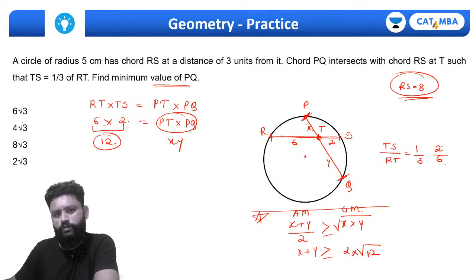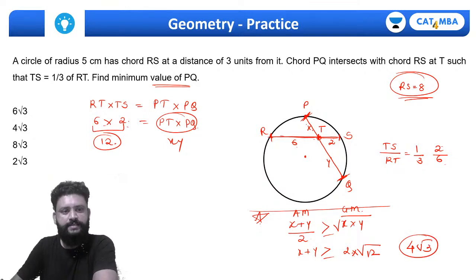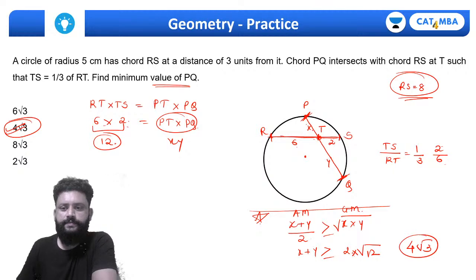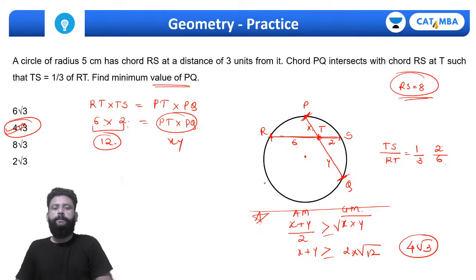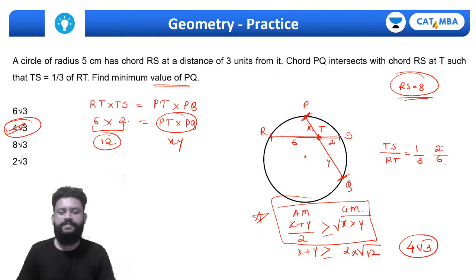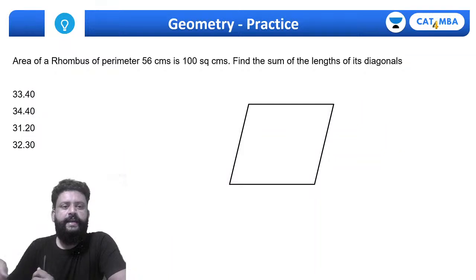x plus y should be greater than or equal to what? This will be 4 root 3. It should be greater than or equal to 4 root 3. So answer option B is the correct answer. Have you solved this? Understood this part? A bit tricky you can say, because here you had to use the theorems of circles, but also had to use the arithmetic mean and geometric mean. That's the inequality you can remember. Okay, let's go for the next one.